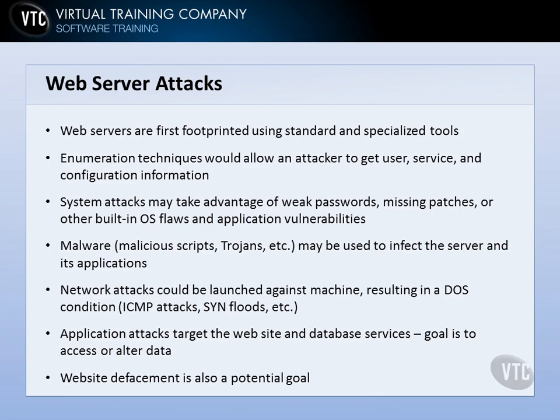Then you would enumerate, using techniques to get information about users, any services, configuration information, OS patches, and so forth. Again, the whole reason you're getting this information is to figure out your attack vectors, to find the vulnerabilities and decide that those vulnerabilities are the ones you want to go after. Then you would switch your targeting to system attacks. In other words, you would go after the system itself, possibly the operating system and its configuration, the web server software itself, or the applications. So you may be looking for weak passwords, missing patches that may allow a vulnerability to be exploited, flaws in the operating system, and so forth.